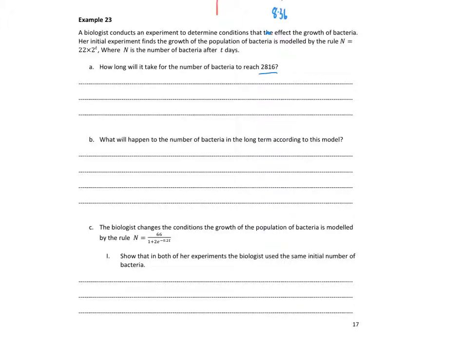So 2816 is the amount of bacteria. So clearly I need to solve 2816 equal to 22 times 2 to the t. Once we've done that, I can't see any reason why we can't use our CAS for this. We could obviously say 2 to the t will equal 2816 on 22, but it's just as easy to go straight to the CAS, and we get t equal to 7 days.